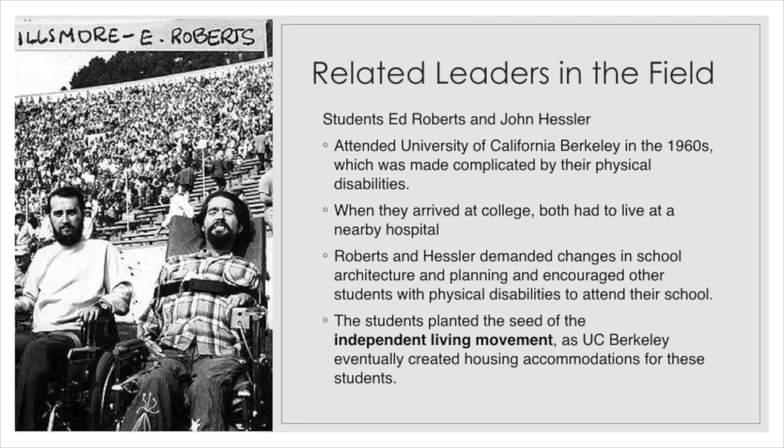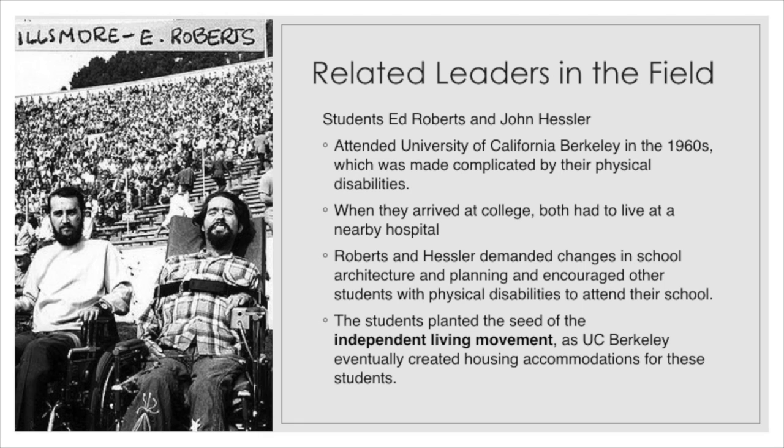Early leaders in this field around the same time were actually university students who attended Cal Berkeley. Ed Roberts and John Hessler faced several physical difficulties, like the need for breathing devices at night and wheelchair transportation during the day. And so when they arrived at school in the 1960s, they actually had to live in a hospital at first, which basically just makes dorm complaints seem kind of trivial in comparison to their living experiences. But they ended up demanding changes in building design and suggested many of these changes themselves.